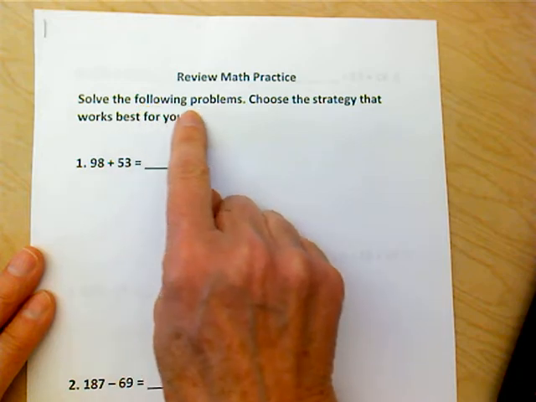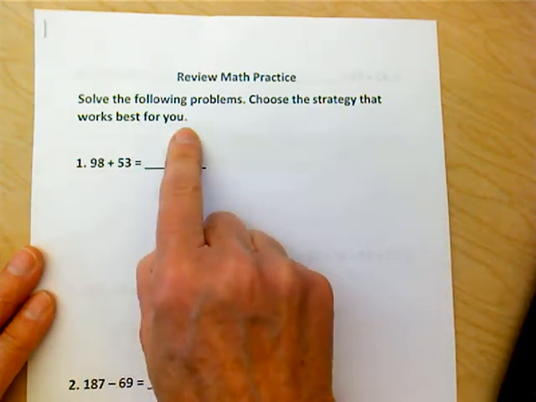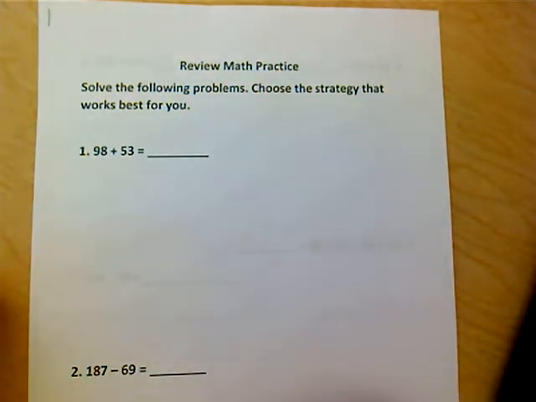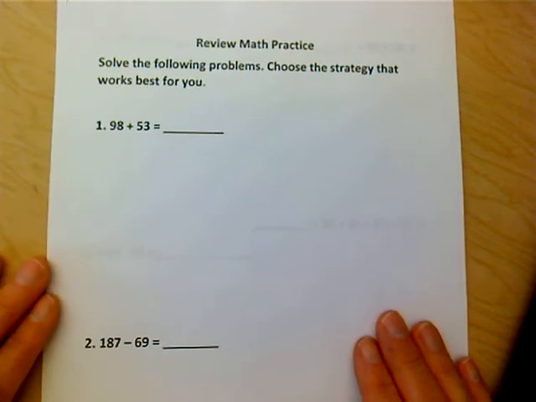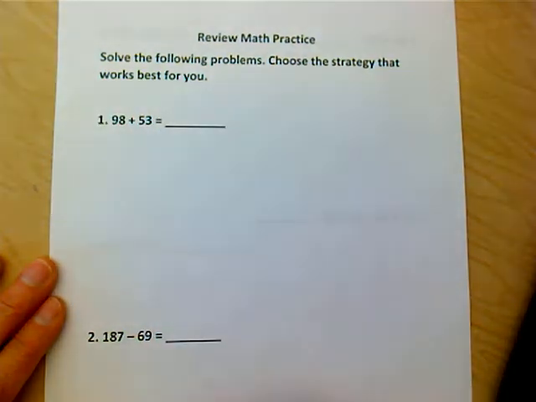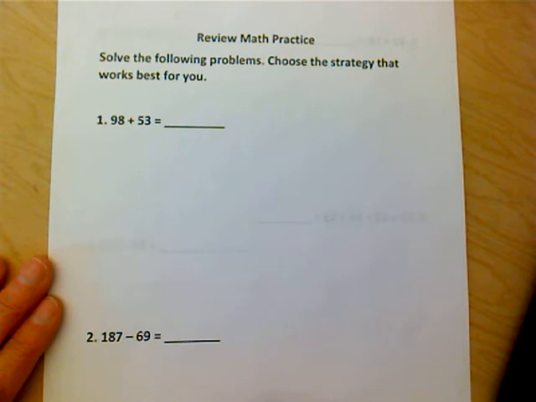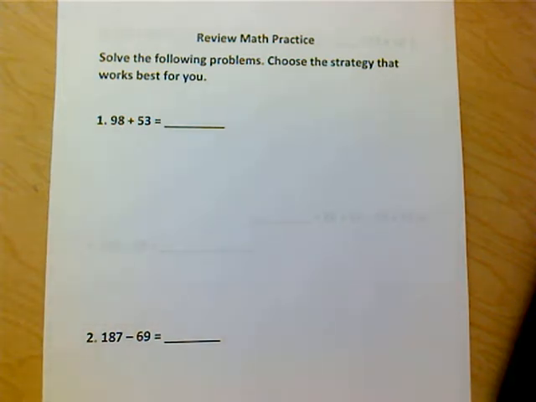So you are going to solve the following problems. Choose the strategy that works best for you. Now, I'm going to tell you that you are not going to find this page anywhere in any of your stuff because I just made it up just the other day so we could have this for a review for today. And when I say that you can use any of the strategies that we have used up to this point, you could use the CHIP model if you want to solve these problems. You could do new groups below, or you could also do totals below. Those are the strategies that we've been focusing on.